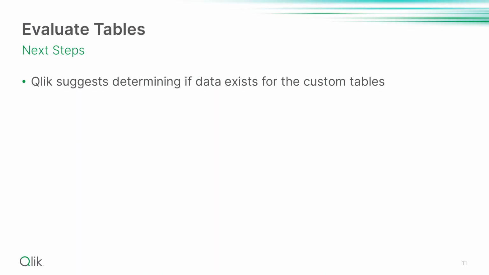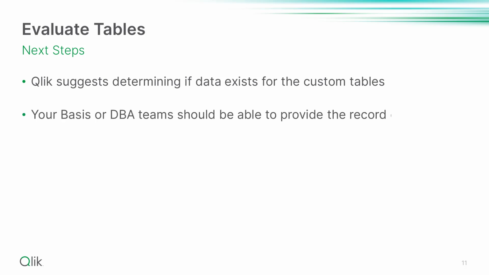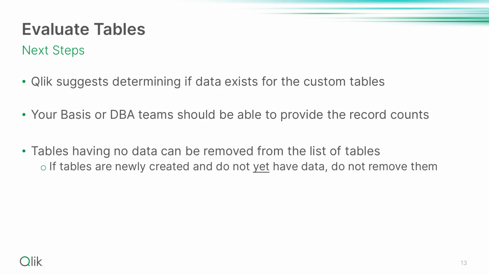Once you have the list of custom tables, determine whether data exists, since it is possible that some of the tables created have no data. You might be surprised how many times various organizations have abandoned the solution for some reason after it had been developed. Your basis or DBA team should be able to execute the query and provide the record counts. Tables which have no data can be removed from the list of tables. However, if the tables are newly created and do not yet have data, then they should not be removed from your list.